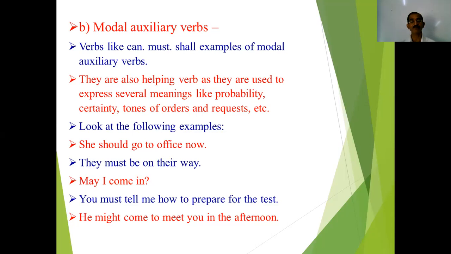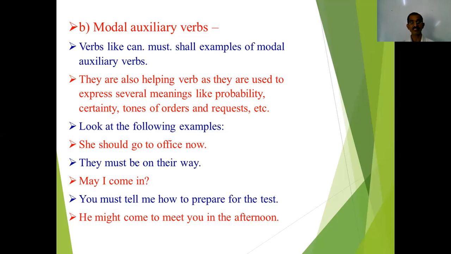Now let us see the examples of modal auxiliary verbs. First example, she should go to the office now. Here in this example, should is the modal auxiliary verb. In the second sentence, they must be on their way. Must is the modal auxiliary verb. Third sentence, may I come in? In this sentence, may is the modal auxiliary verb.